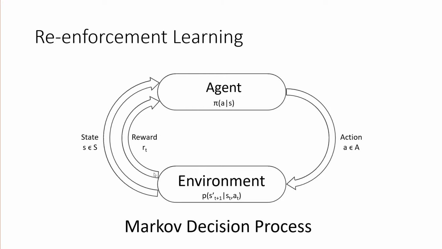And critically, another piece of information is passed back to the agent, which is a reward. And by reward, I mean a number between 0 and 1, which says that the particular action that you took was either good or bad, or none of the above.